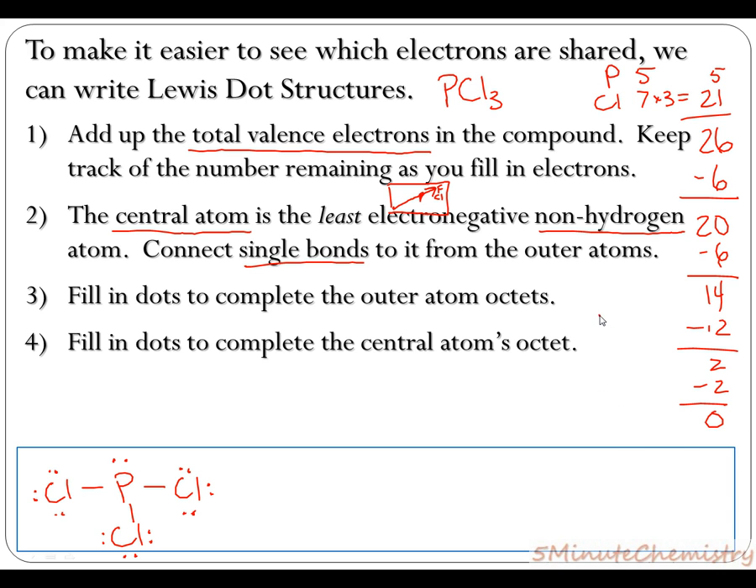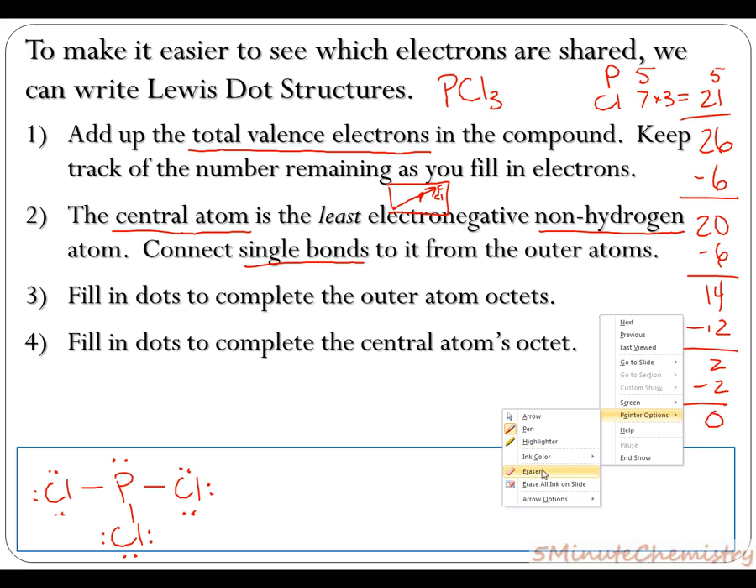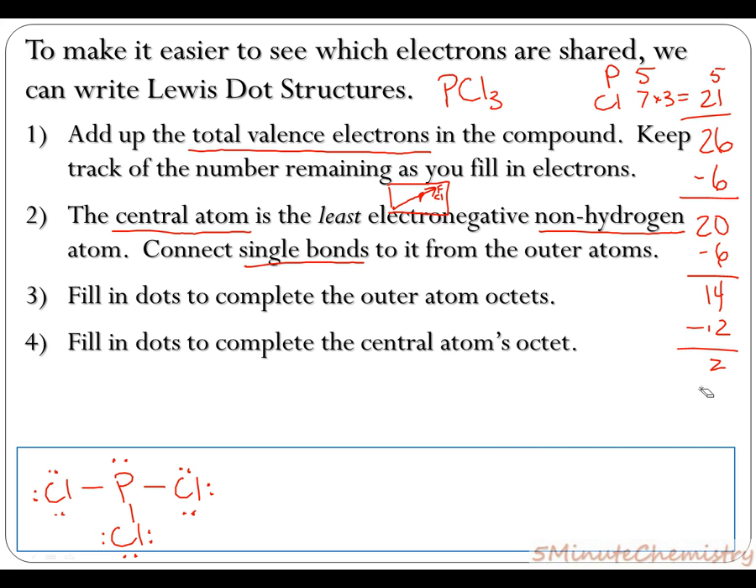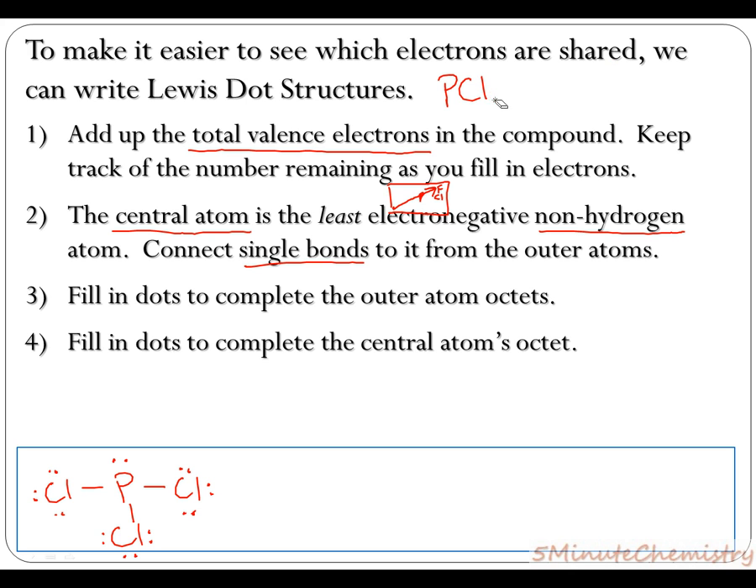So let me give you a different example now. It doesn't always work out that we can have clean single bonds everywhere. We're going to look at a different example where we have to figure out multiple bonds. I'm going to give you hydrogen cyanide, HCN. We're going to again find the total valence electrons. Hydrogen has 1, carbon has 4, nitrogen has 5, for a total of 10 valence electrons here.